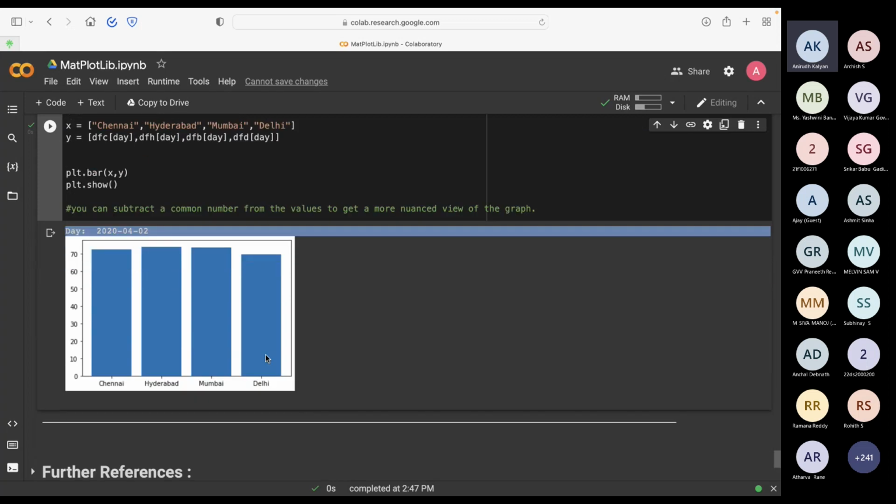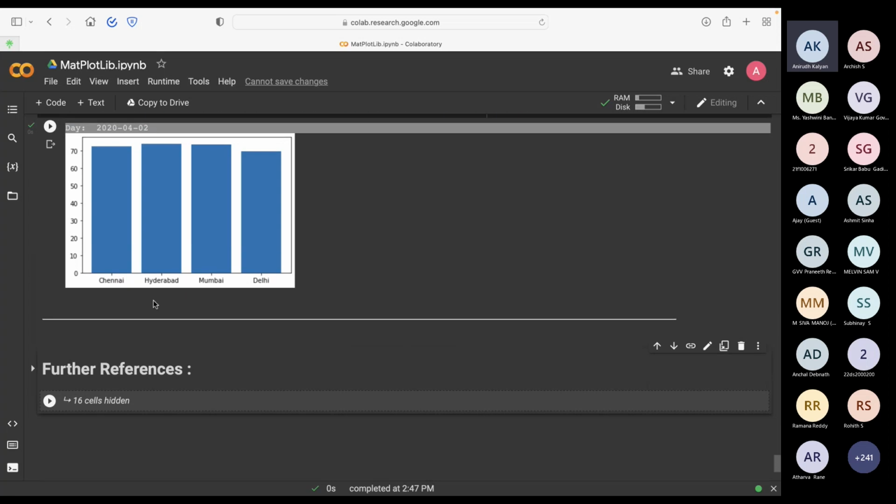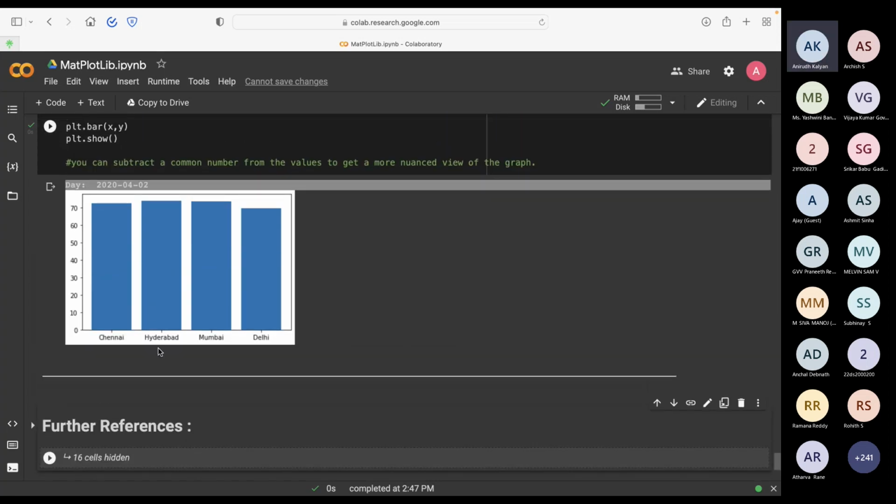If you have any doubts, you can ask me. There are also further references, namely Seaborn, which you can go through. But this is all you would need to at least help you with your first task and also get a better overview of the Matplotlib library. Any doubts?